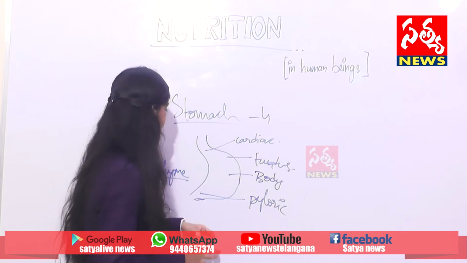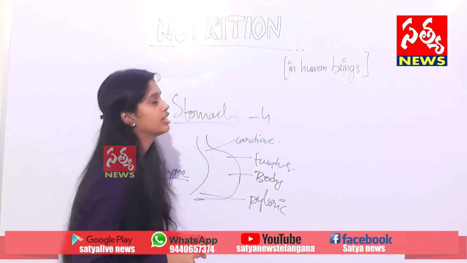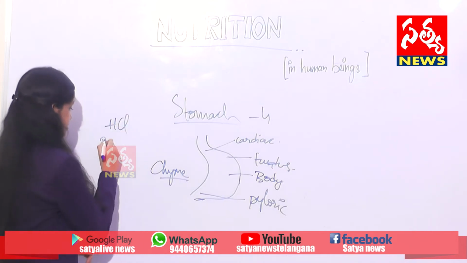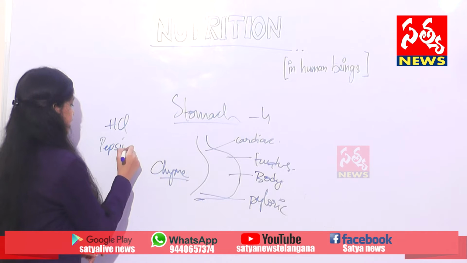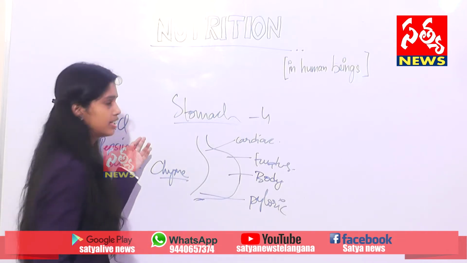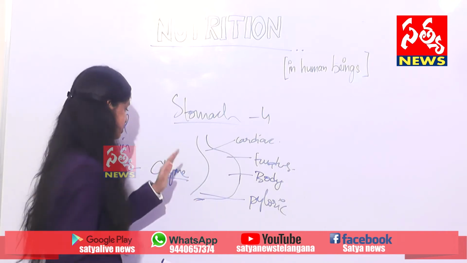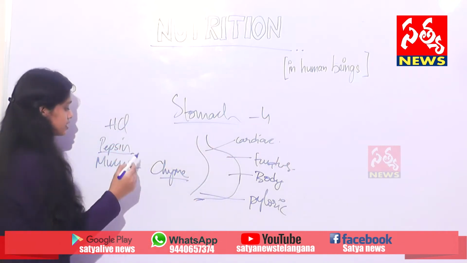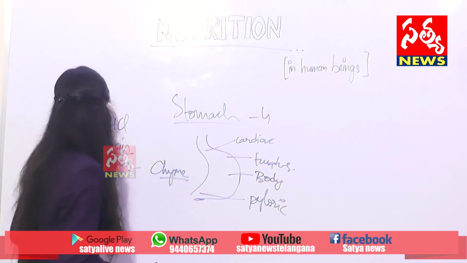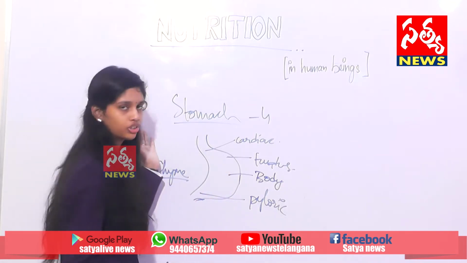The gastric glands secrete gastric juice. The gastric juice contains HCl, pepsin and mucus. This HCl has many functions. It provides an acidic medium for the stomach such that the pepsin is activated and acts on the food. And this mucus protects the walls of the stomach from the action of HCl.